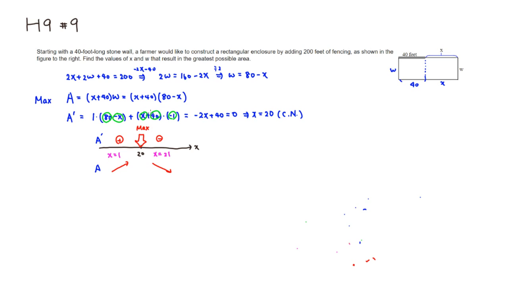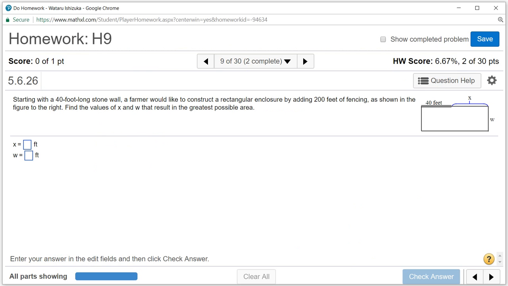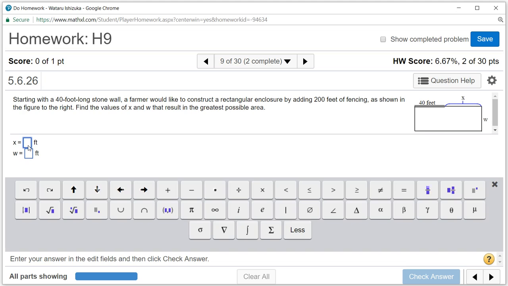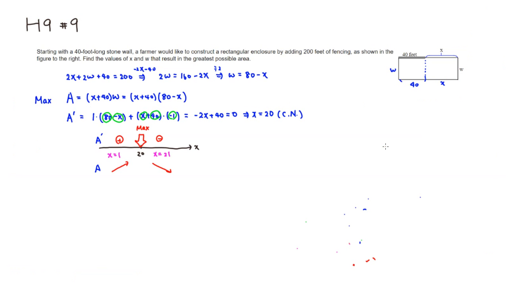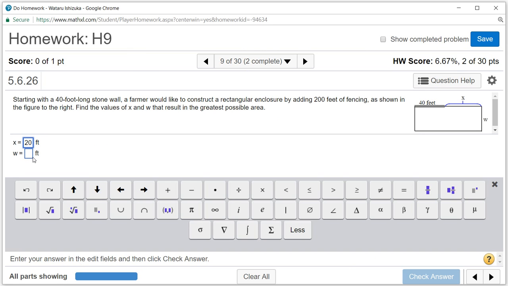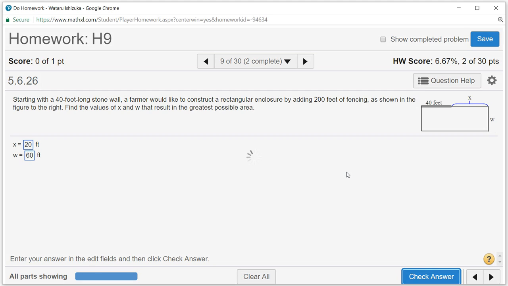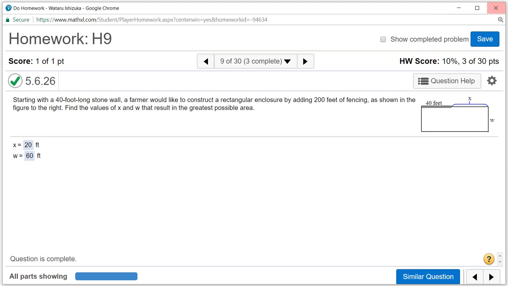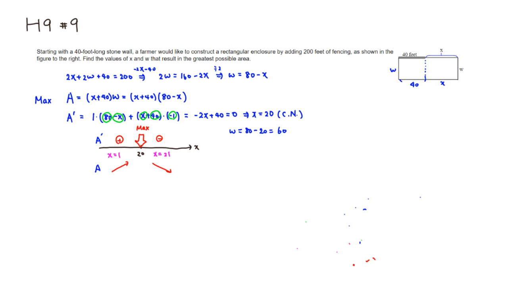So let's answer the question here. X is going to be 20, and we need to find W too. W is 80 minus X, which is 80 minus 20, so it's 60. So type it in, 60. Let's check the answer. We got that. That's it. I hope that this was clear.